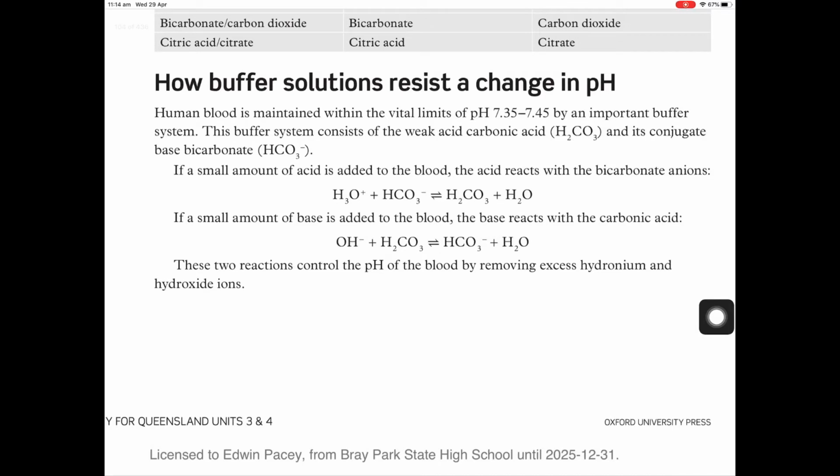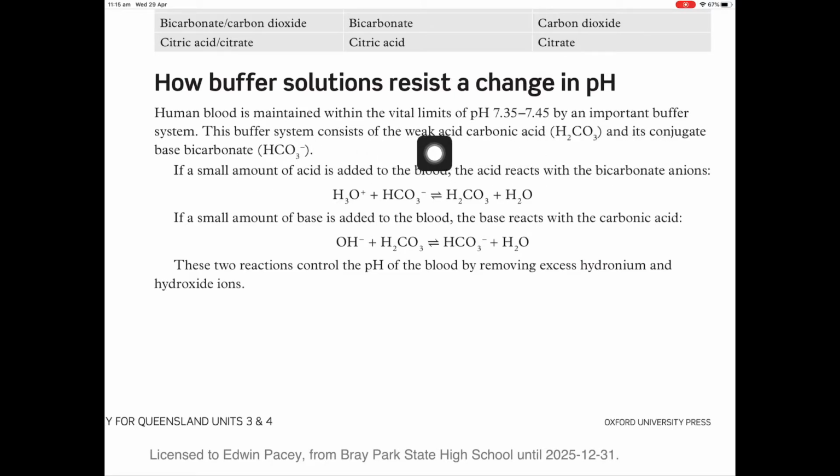So how does this happen? How do buffer solutions resist a change in pH? Well, let's stick with blood. Our blood is maintained within a fairly short, pretty close range for pH. So biology students will know what happens in the body. That magic word, homeostasis. Homeostasis is achieved through this buffer system.